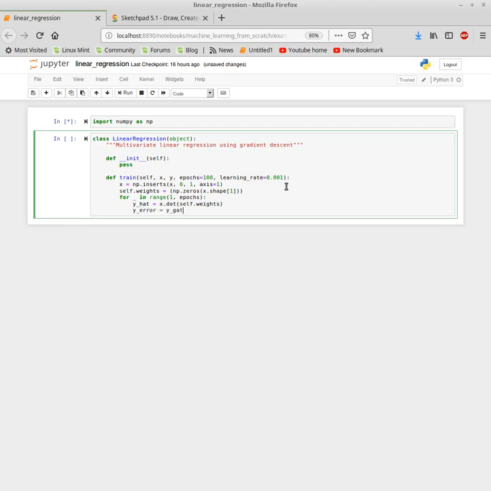So y err is equal to y hat minus y. So we saw that in the previous equation. We take the predicted minus y, and then the y err is equal to this. This is just some Python reshaping that I felt like I had to do to get this equation to work.